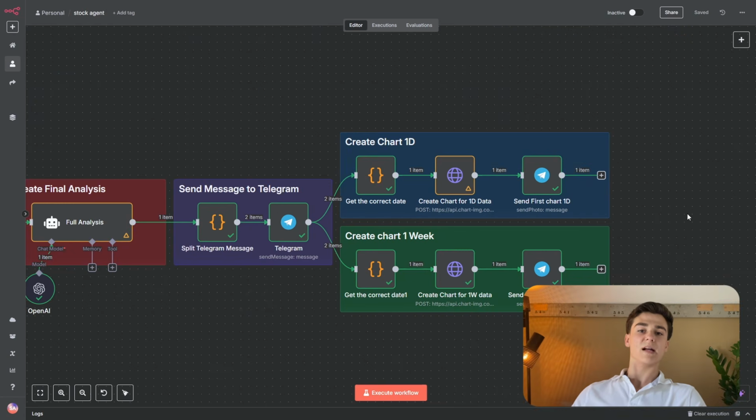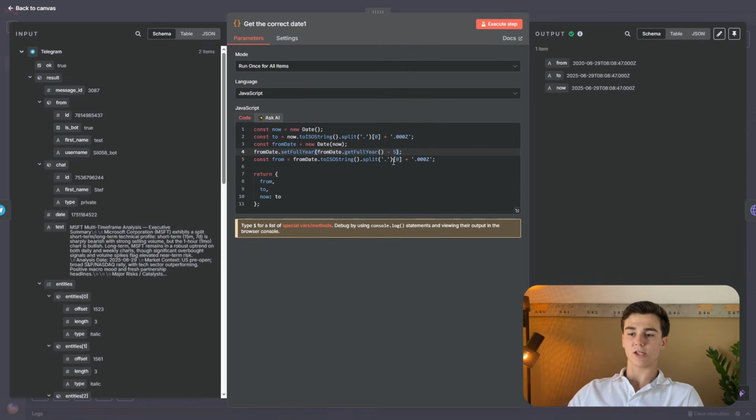So now we are going to create the chart from the 1 week candlestick data from the last 5 years. So what you will do is just copy this code script of the get the correct date and we will enter it in here. And the only thing that you will change is changing the -1 to 5 because now you want to get 5 years back instead of 1 year. And if you did that correctly, then you will see now from 2020 06/29, which is the day of today 5 years ago, and then to 2025 06/29, which is today.